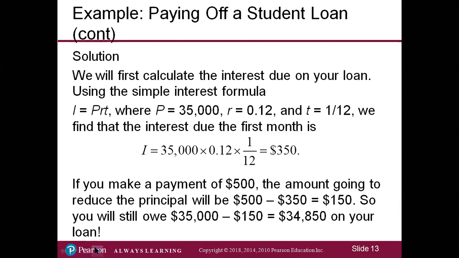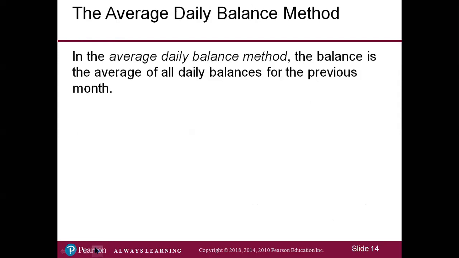If you make a payment of $500, the amount going to reduce the principal will be 500 minus 350 for $150. So you still owe 35,000 minus 150 or $34,850 on your loan.